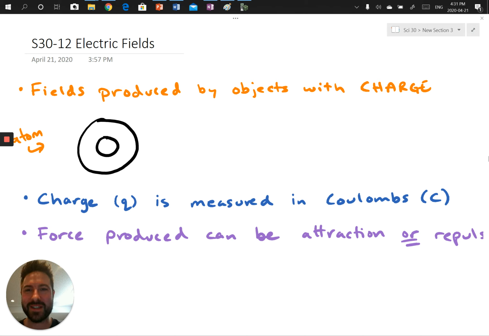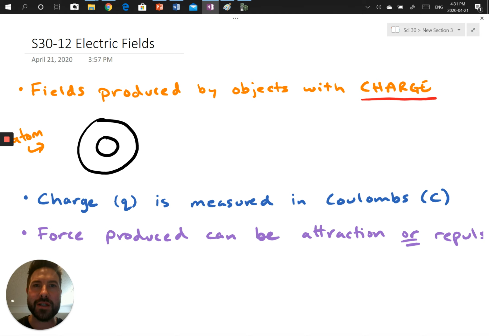We're going to be talking about electric fields today. So we already learned about gravitational fields. Electric fields are similar, but with one main difference. Like gravitational fields are produced by objects with mass, electric fields are produced by objects with charge. So you might be thinking, okay, mass is something that we can all relate to, but what exactly is charge?